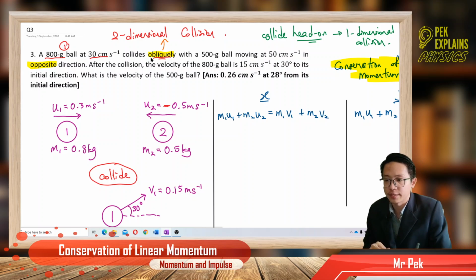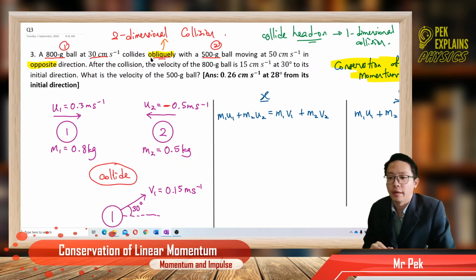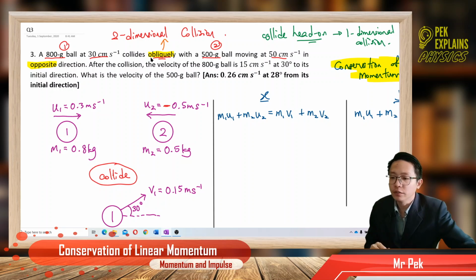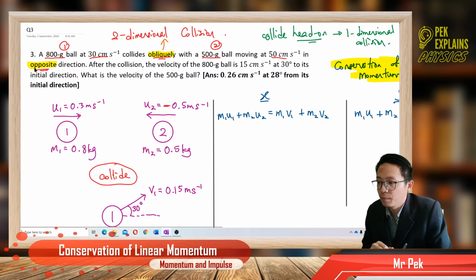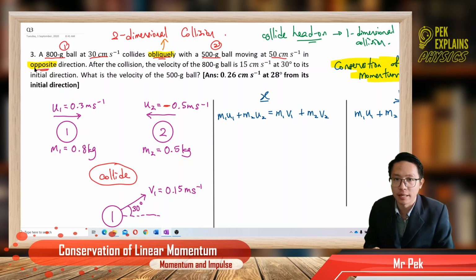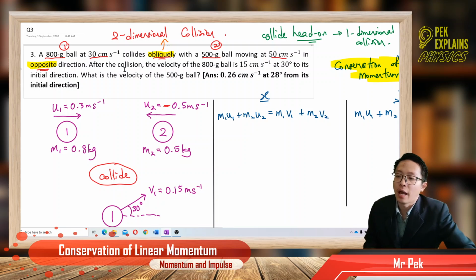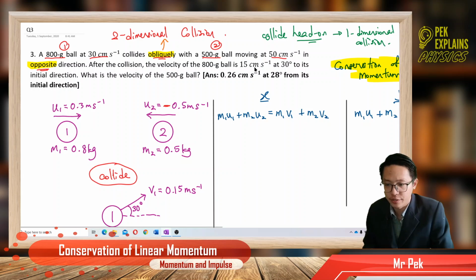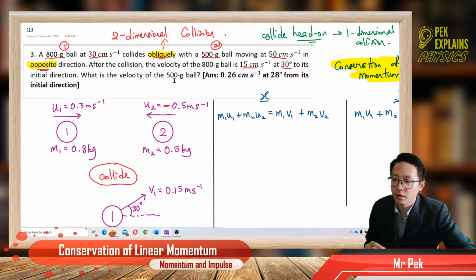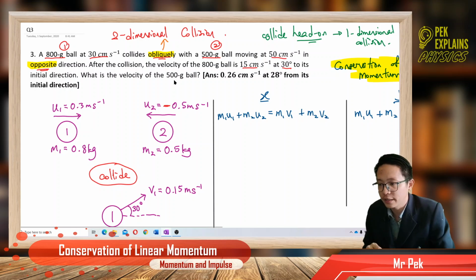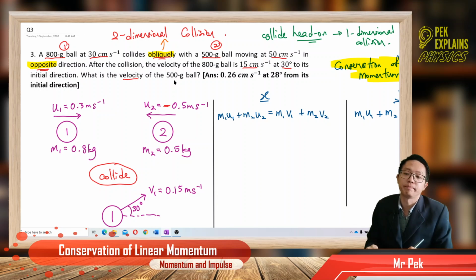We also have the mass of the second ball, the 500-gram, denoted as 2, and the initial velocity of the second ball in the opposite direction is very important. Opposite direction means you need to put a negative sign on the velocity. After the collision, the velocity of the 800-gram ball is 15 cm per second, so we have the final velocity and also the direction, 30 degrees. What is the velocity of the 500-gram ball? So we want to find the final velocity of the second ball.